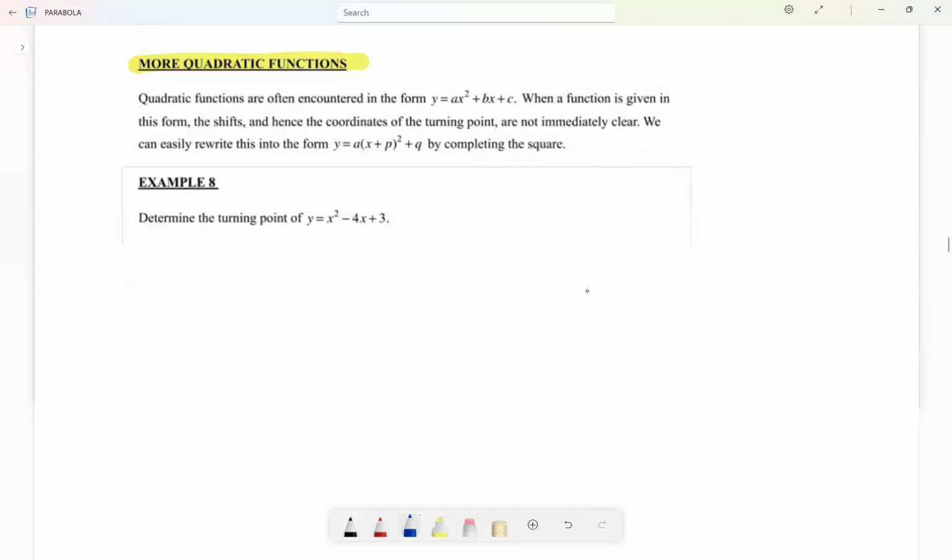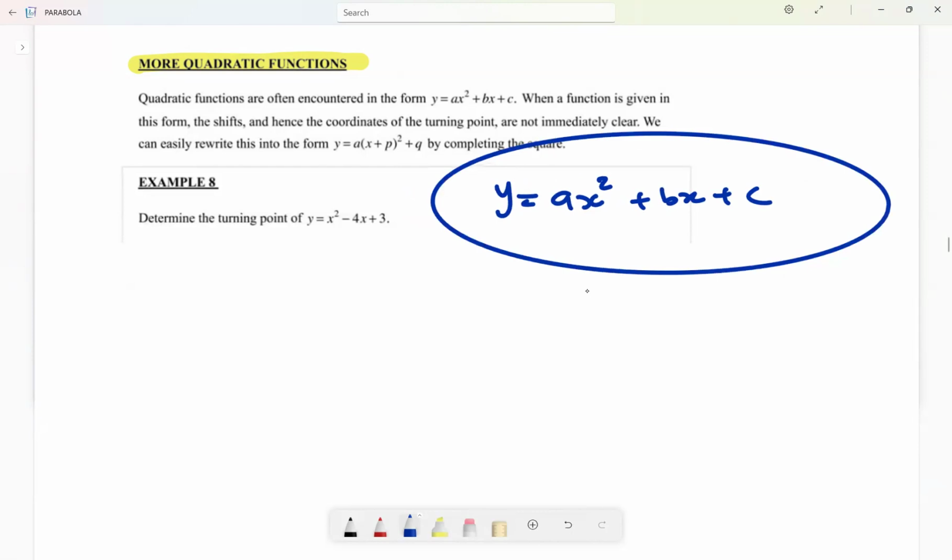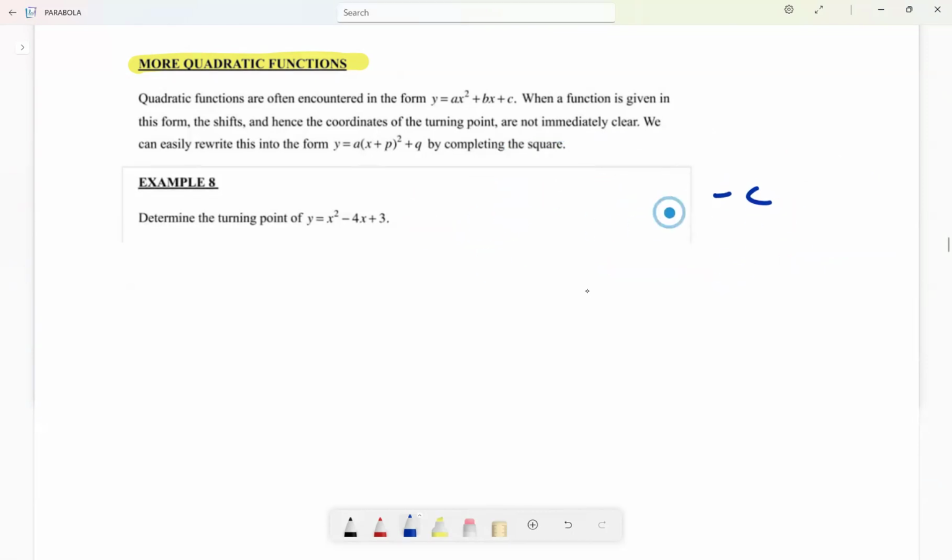But I also said there is also what we refer to as the standard form, ax squared plus bx plus c. So in this video, we're going to be looking more at this standard form, okay, how it differs from the turning point form. So now let's read a little bit here. It says quadratic functions are often encountered in the form of y is equal to ax squared plus bx plus c. When a function is given in this form, the shift and hence the coordinates of the turning point are not immediately clear.